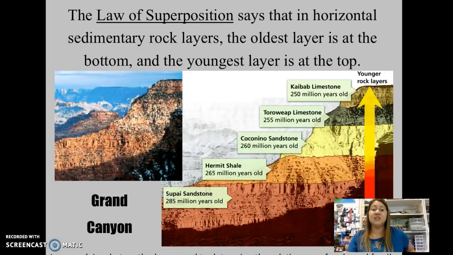So the law of superposition is another way that scientists can determine the relative age of rocks. This is a picture of the Grand Canyon. This is probably one of the best examples of sedimentary rock formation utilizing the law of superposition. Superposition is a big word, but it means a really simple concept. It says that in horizontal sedimentary rock layers, when you have these horizontally deposited sediments, the oldest rocks are on the bottom, the youngest rocks are at the top.